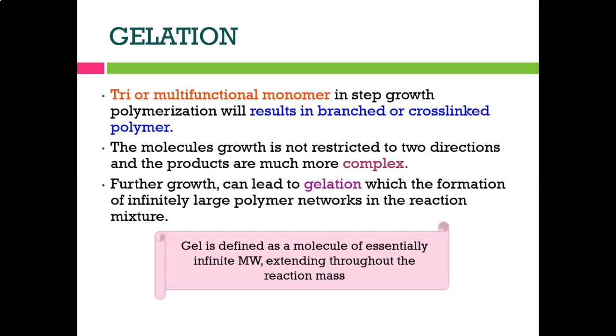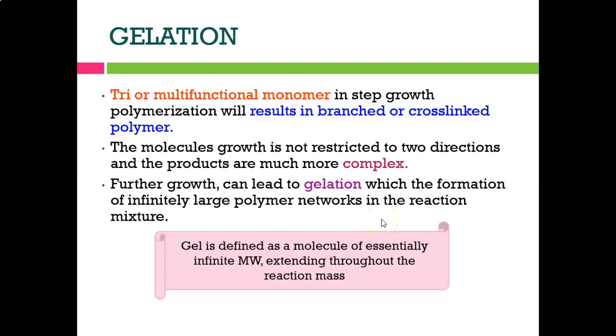Okay, so the molecule growth is not restricted to two directions, and the products are much more complex, and it leads to the further growth of the polymer, which, if we do not control the molecular weight, can lead to gelation, which is the formation of the infinitely large polymer network in the reaction mixture. We can define that gel as a molecule of essentially infinite molecular weight extending throughout the reaction mass.